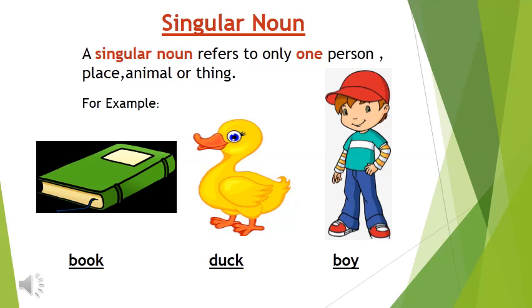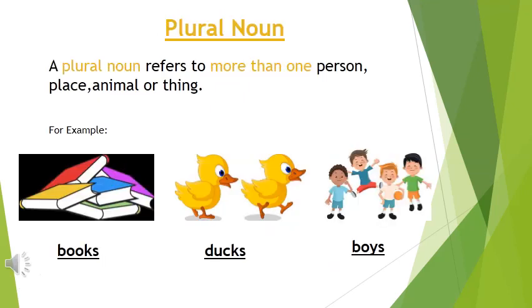Now let's move towards plural noun. Plural means more than one. In plural noun, we talk about more than one person, place, animal or thing. Look at the examples. There are 5 books, 2 ducks and 4 boys.